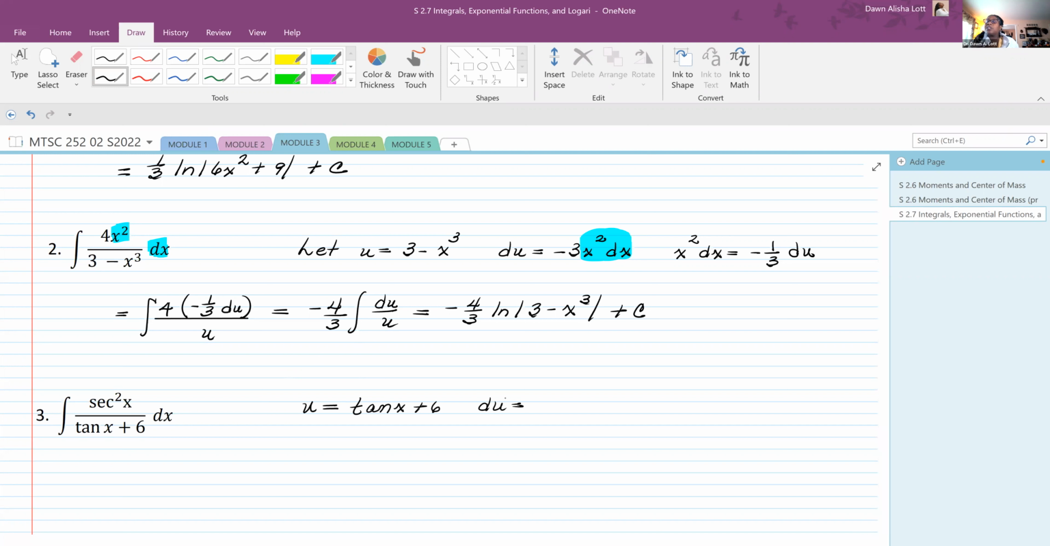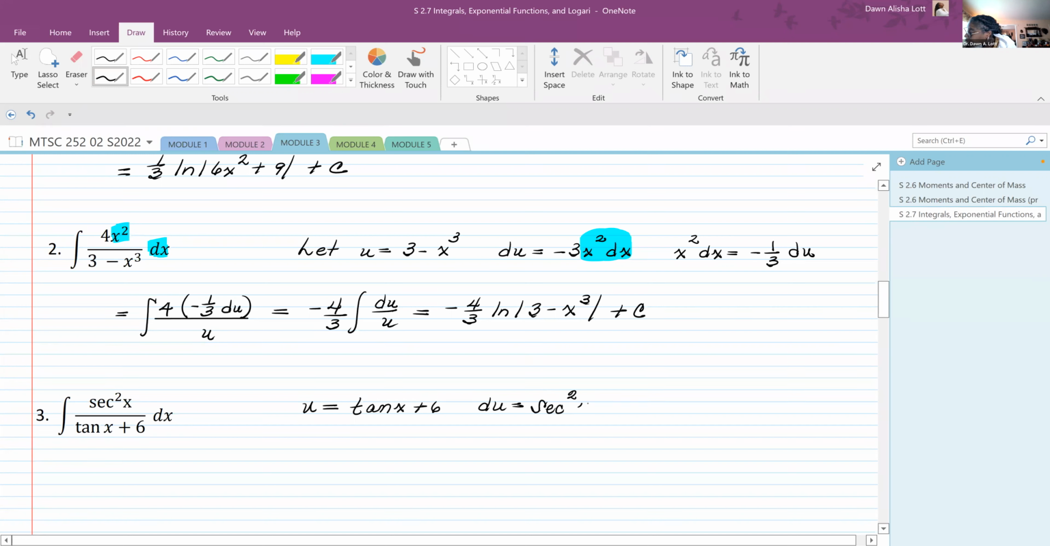Derivative of tangent is? I can't remember right now. I understand. All right, derivative of tangent. Is it secant squared x? It is secant squared. Okay, so this becomes secant squared x dx, and that looks perfect to me.